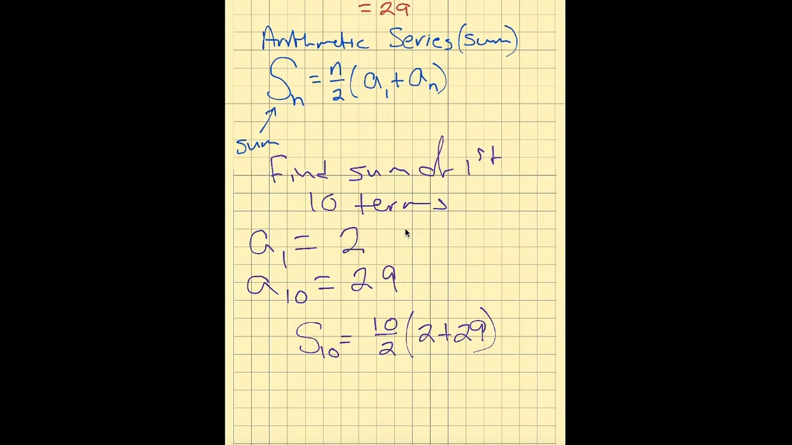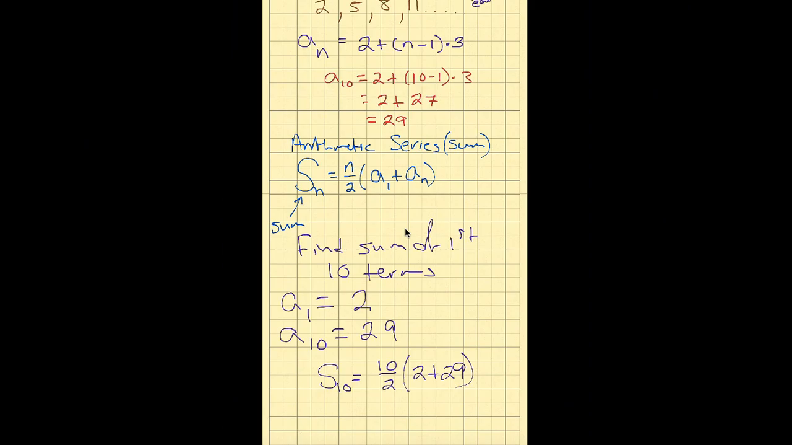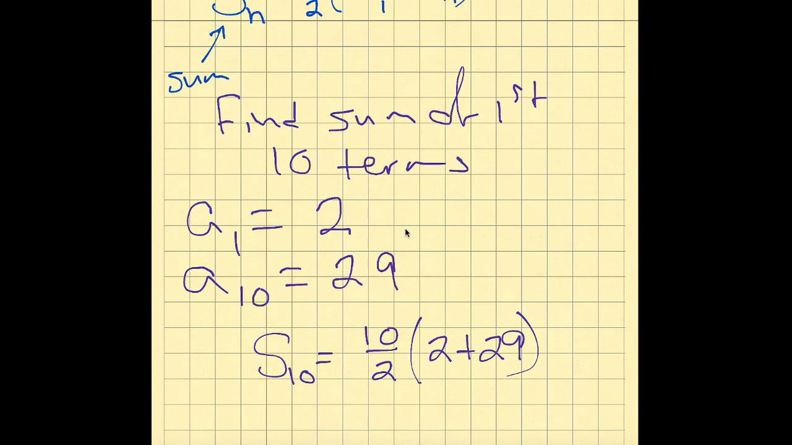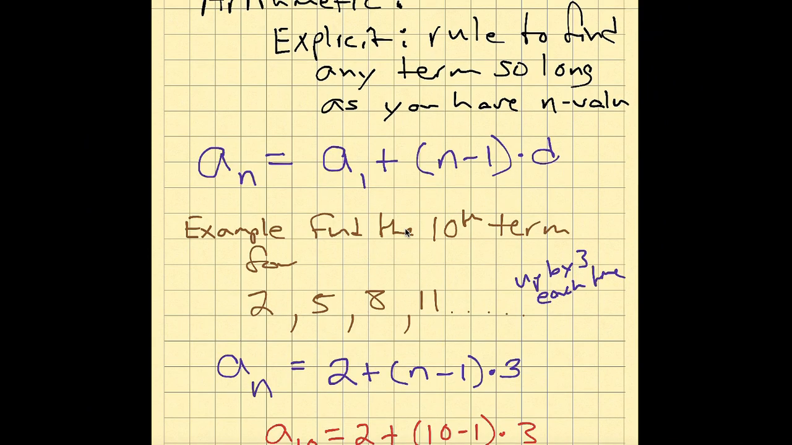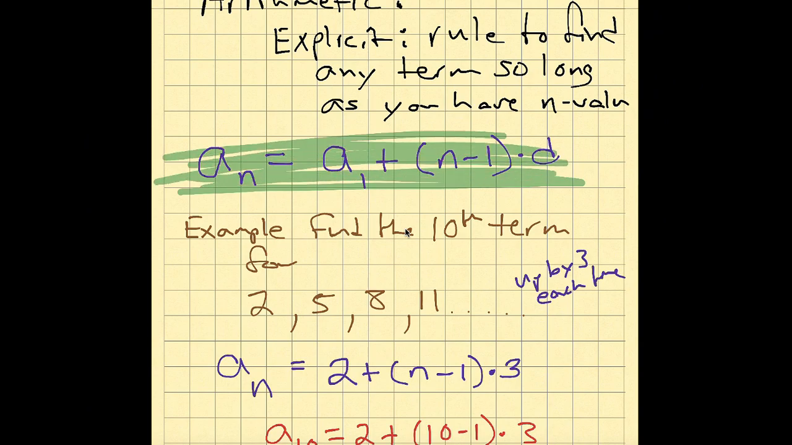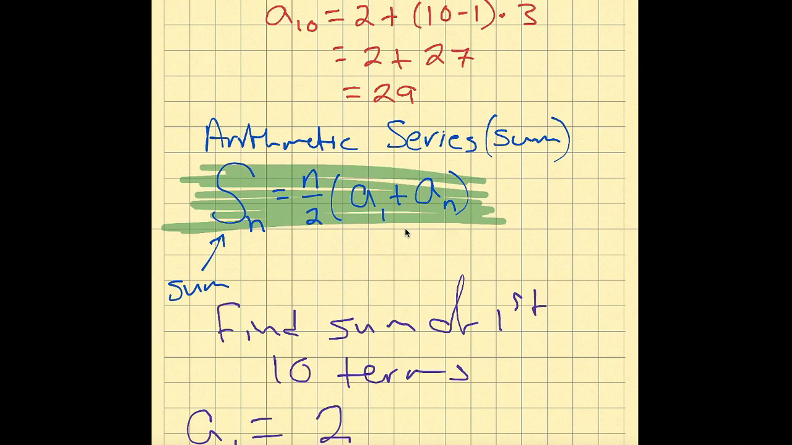So that's for an arithmetic one. For an arithmetic one, if you look back at what we did, there's the explicit rule. You really want to have that somewhere in your notes, because that's going to be an important piece. And then the sum formula can be in your notes for an arithmetic. Those are the two formulas you need.